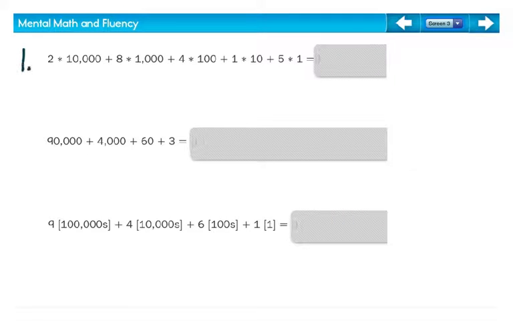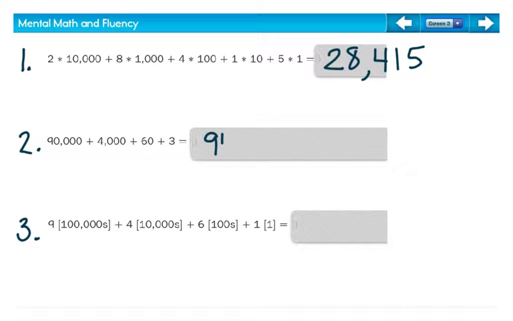And number 1, 2, and 3. Again, you're taking expanded notation and writing them in standard form. So write the answers only for numbers 1, 2, and 3. Go ahead and pause your video and complete that task. Number 1, 2 in the 10,000s, 8 in the thousands, 4 in the hundreds, 1 in the tens, 5 in the ones. 28,415.